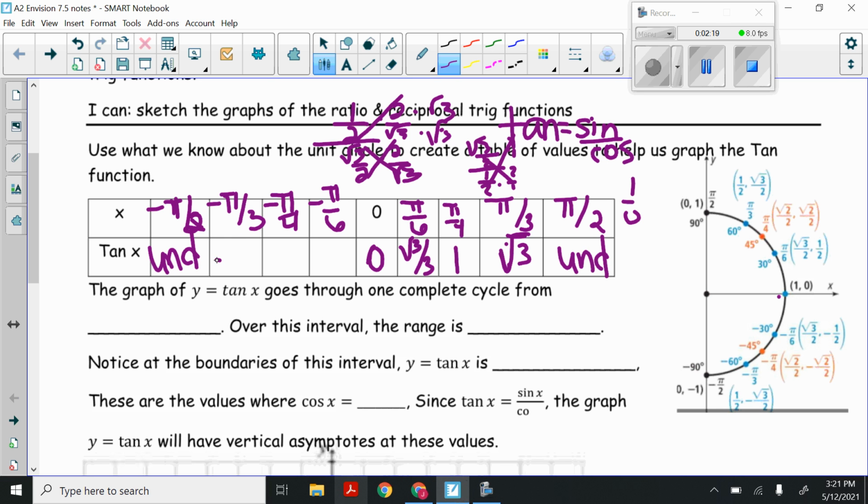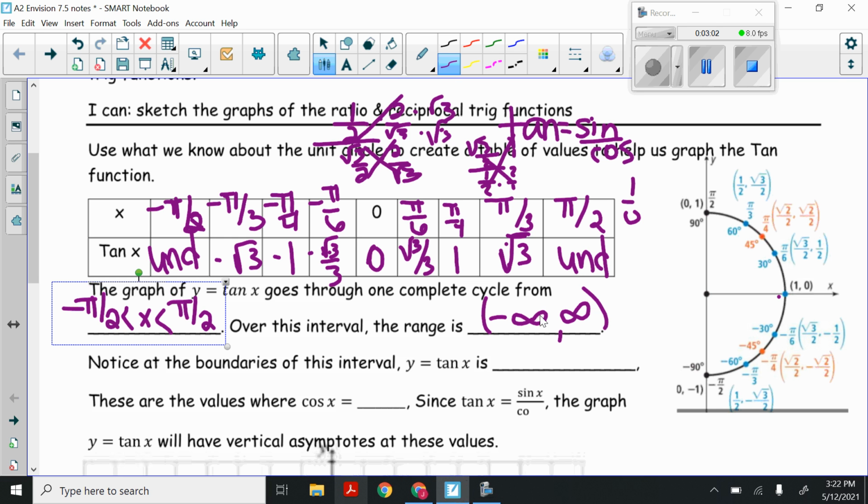Negative pi over 3 is going to be negative square root of 3. Negative pi over 4 is going to be negative 1. Negative pi over 6 is going to be negative square root of 3 over 3. So we see that the graph of y equals tangent of x goes through one complete cycle. I start at undefined, and I go negative square root of 3, negative 1, negative square root of 3 over 3, 0, square root of 3 over 3, 1, square root of 3, to undefined. So I do one complete cycle from negative pi over 2 to pi over 2. Over that interval, the range is negative infinity to infinity.